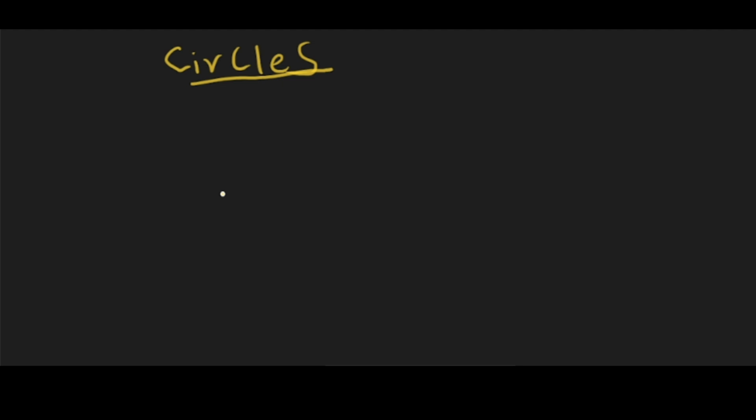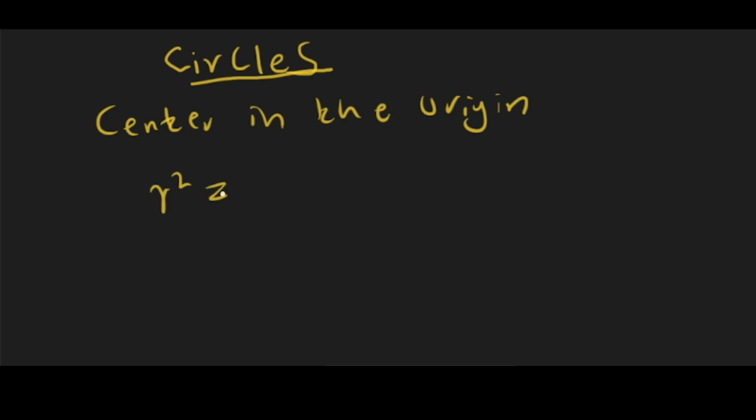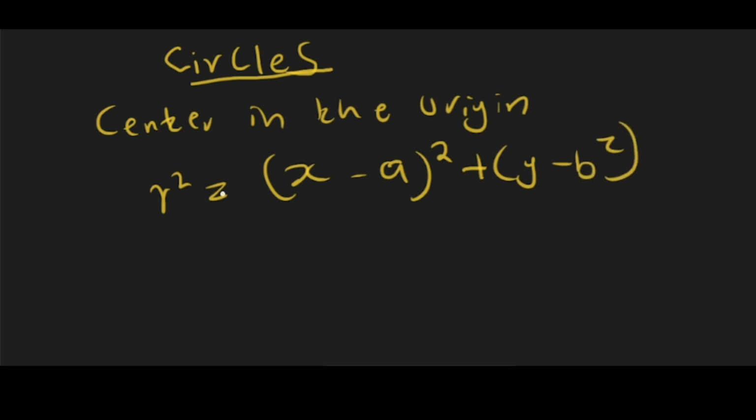If you've got a circle that has a center, the general equation would be r squared equals (x minus a) squared plus (y minus b) squared, where a and b are the center coordinates. Therefore, if I ask you to calculate the center, it is going to be given by (a, b). Great stuff.